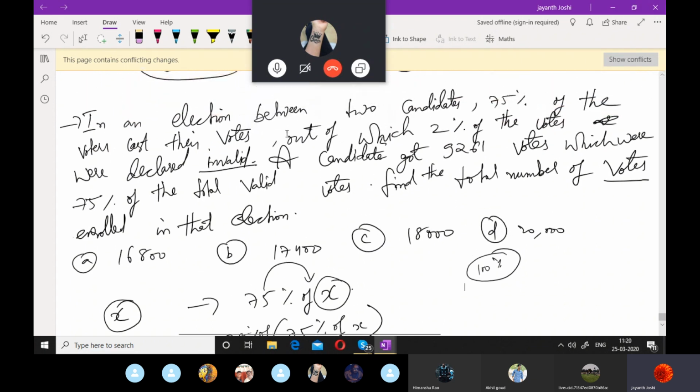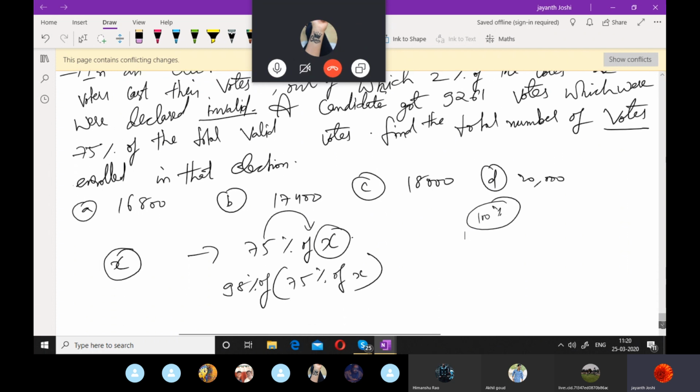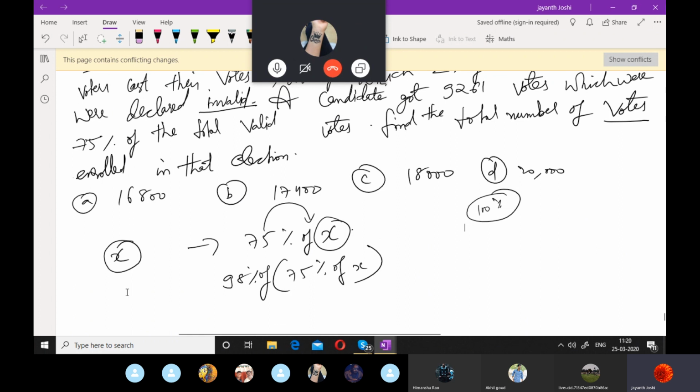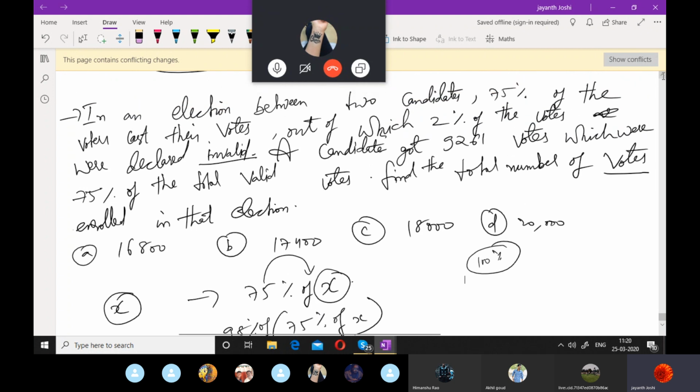See, in the election between two candidates, 75% of the voters cast their votes. That means 25% did not come for the voting, or chose NOTA, something like that. Some elections have gone like that, no? So they did not vote for either of the candidates. So only 75% of the total votes are cast. Out of that also 2% are invalid. So how many are the valid votes? 98%. So I'm taking 98% of the 75% of the votes cast. Okay, now I think till here everything is okay for you.